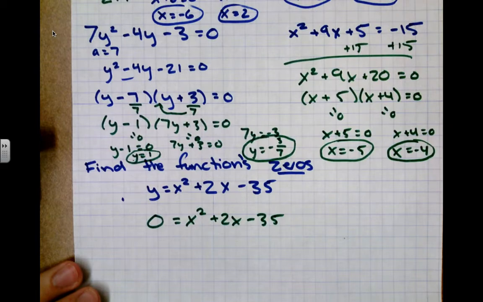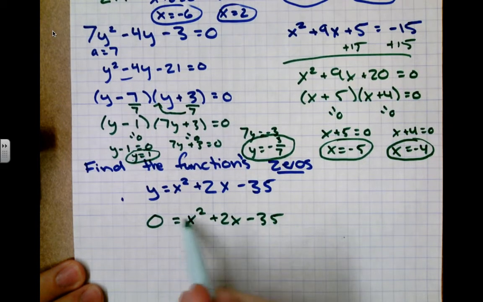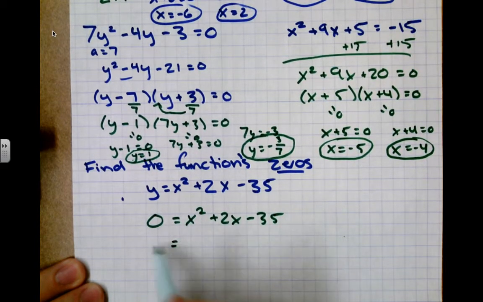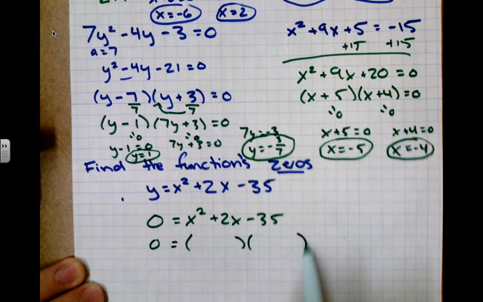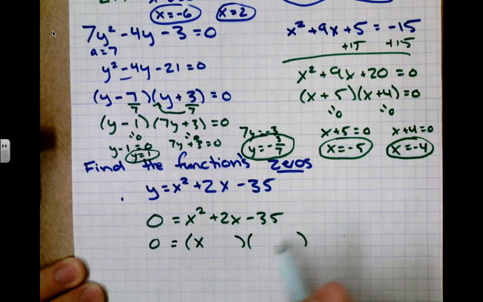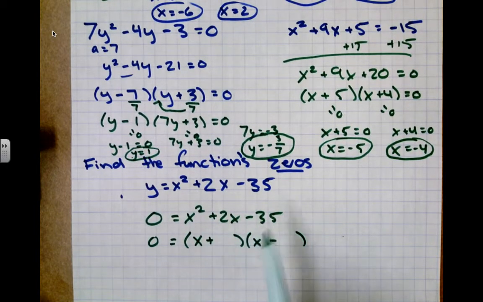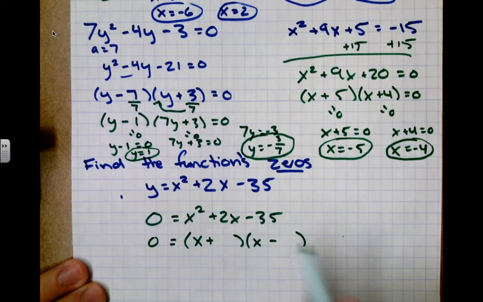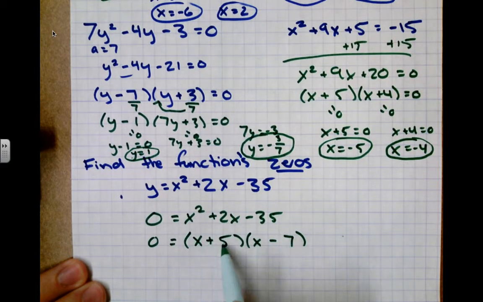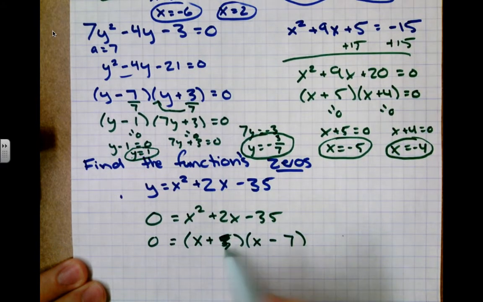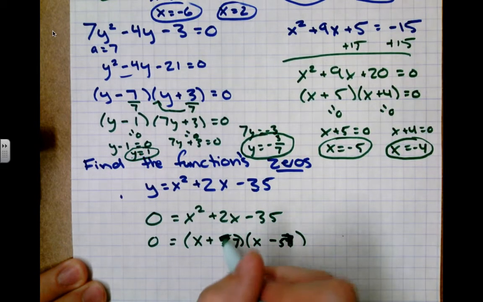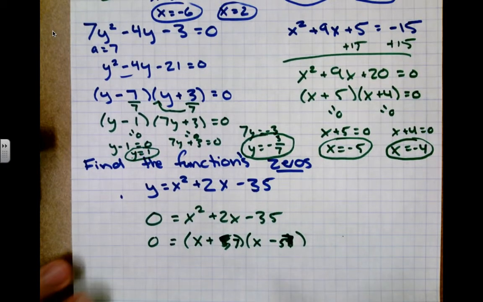So looking at this, we have a trinomial where a equals 1, so we should be factoring this into 2 binomials. Alright, our variable is x. We have a subtraction sign at the end, so we should have a plus and a minus here. We are looking for 2 numbers that add to 2 and multiply to negative 35. What that ends up being is positive 7 and negative 5. Alright, x plus 7, x minus 5. Those are going to be our answers for the factoring part.